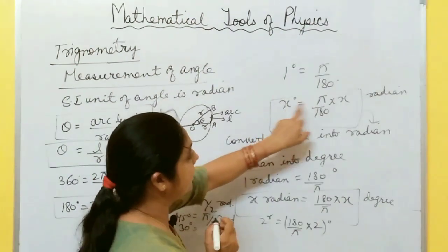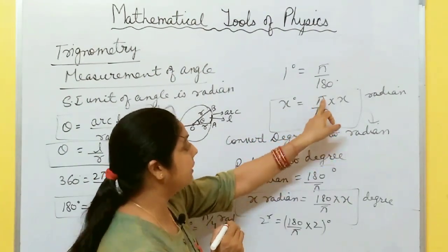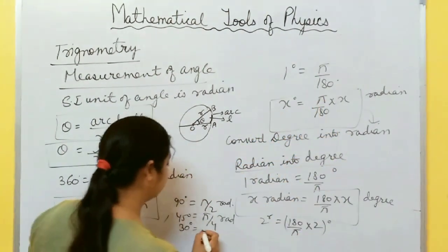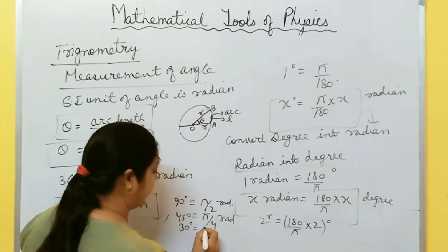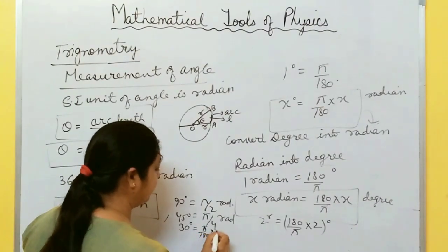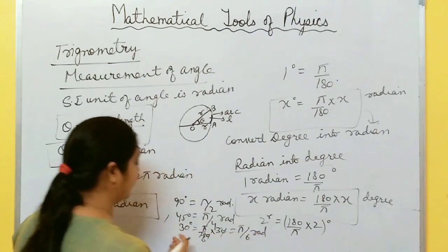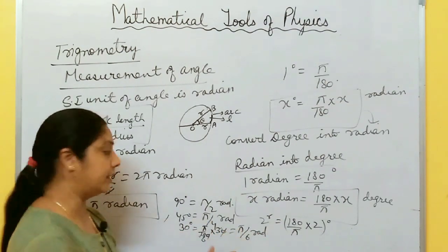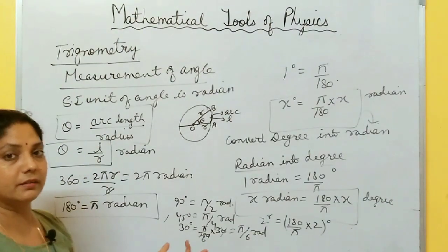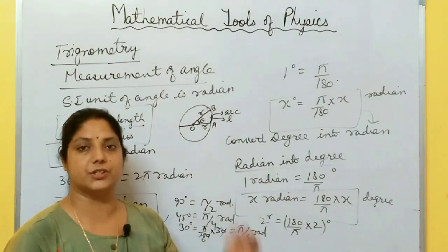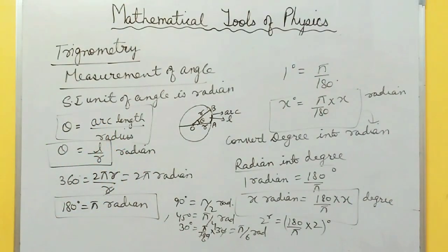So you write for x degree this one. So for 30 degree, pi by 180 into 30. It becomes pi by 6 radian. In this way, you convert degree into radian. These are used in the last chapter, oscillations and waves. So please take a screenshot.